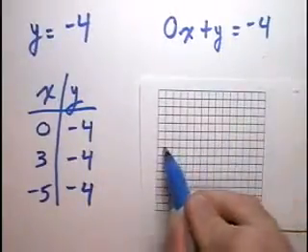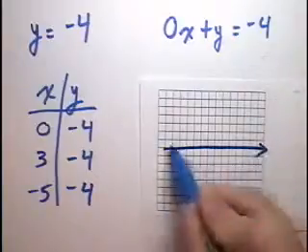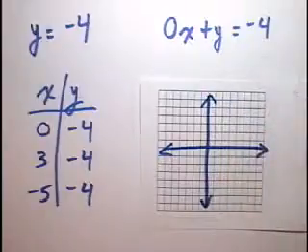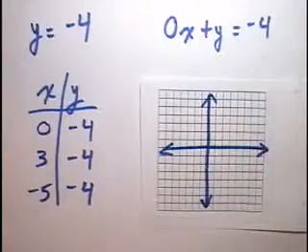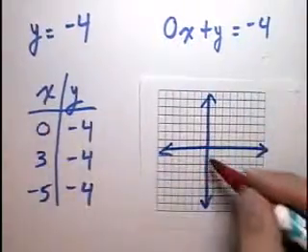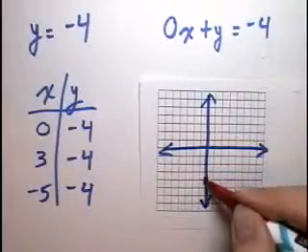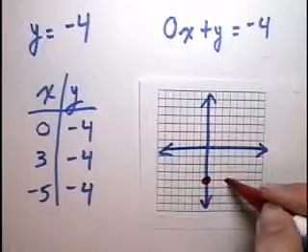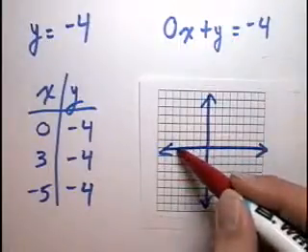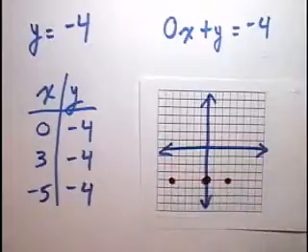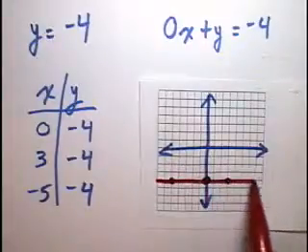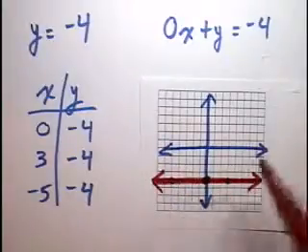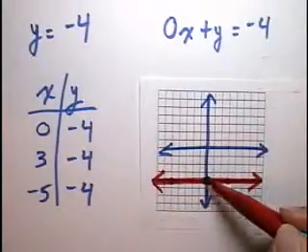So when you go to graph this, I'll let this line be my x-axis, let this line be my y-axis, and then I'm going to choose some points that match this condition so that I know y has got to be negative 4. So here's the point 0, negative 4. Here's the point 3, negative 4. And down here is the point negative 5, negative 4. And you see that all of those points end up falling on this horizontal line that crosses down here when y is negative 4.